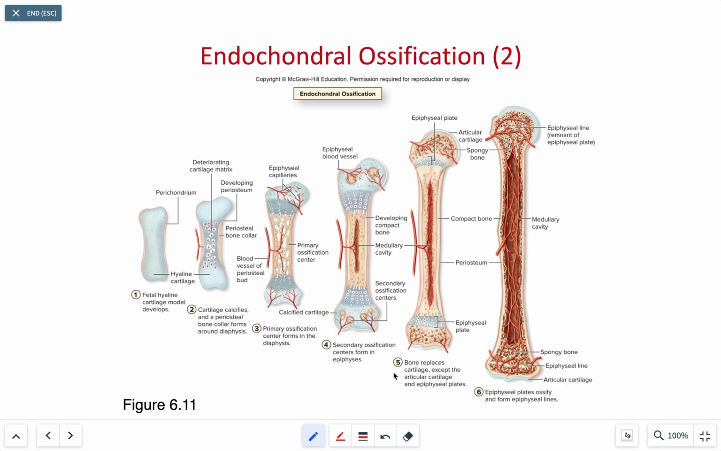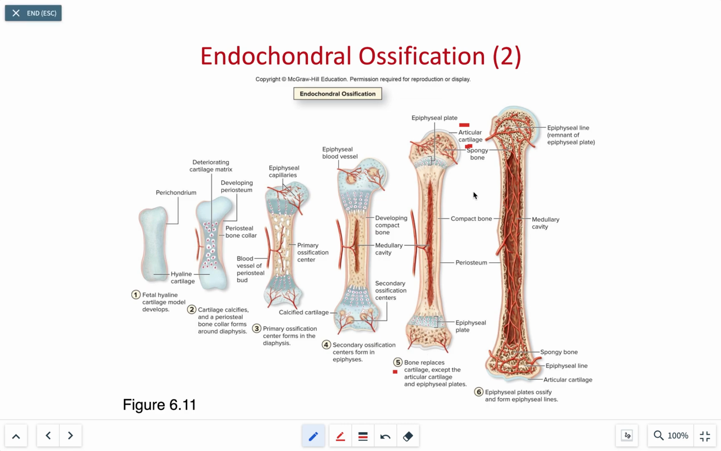In step number 5, we see that bone has replaced the majority of the cartilage. So we can see in the diaphysis, we have the bone with the medullary cavity, and in the epiphysis, we have the trabecula or the spicules of spongy bone surrounded by compact bone. There are 2 areas where we see an exception. First is the articular cartilage, otherwise known as hyaline cartilage, which is located on the proximal and the distal articulating surfaces of this long bone.